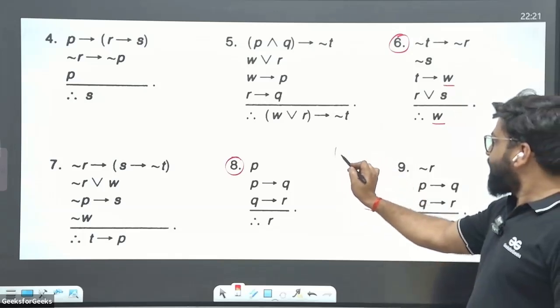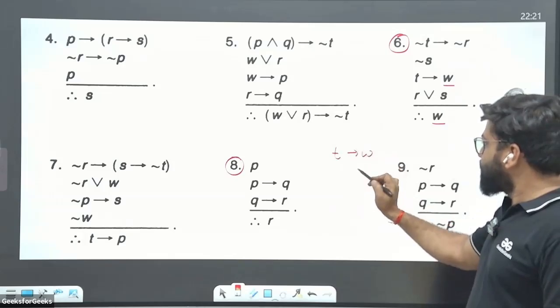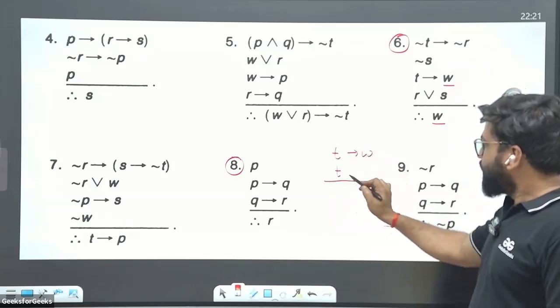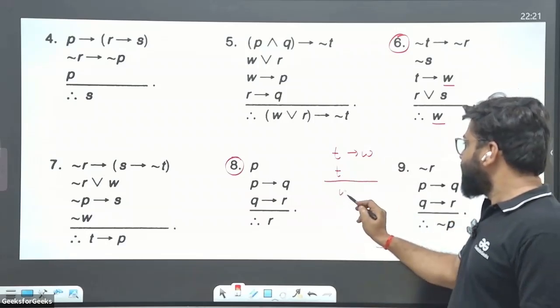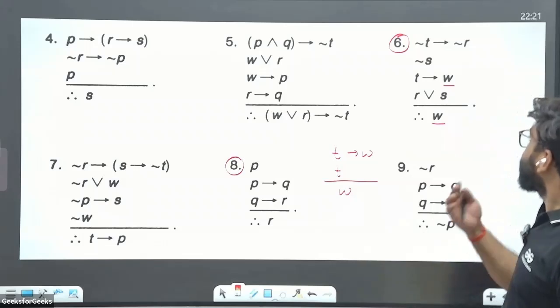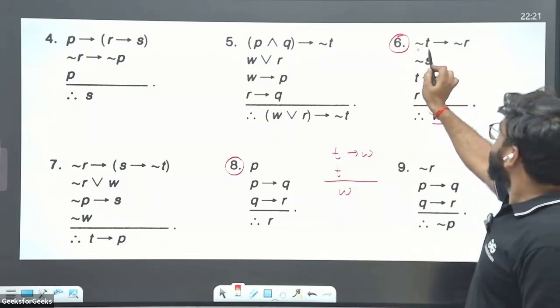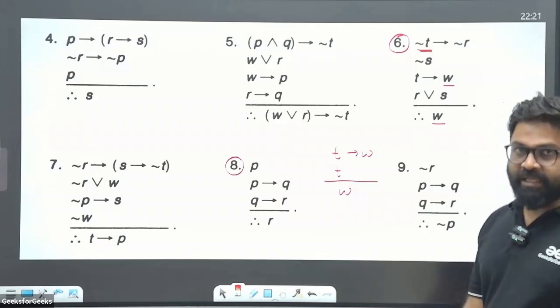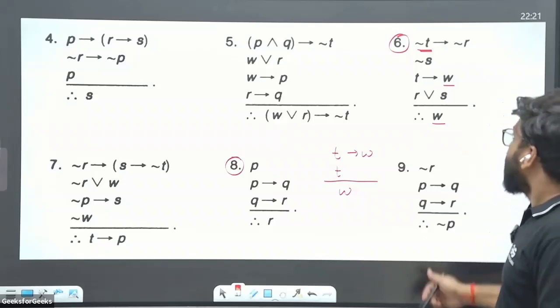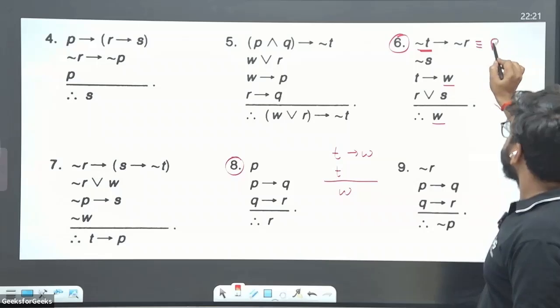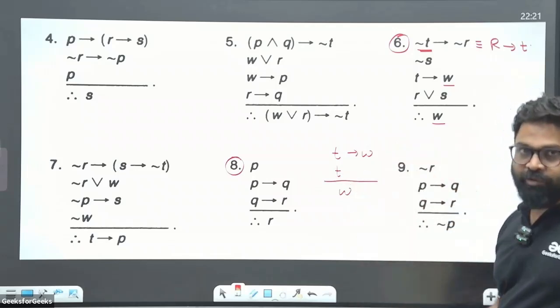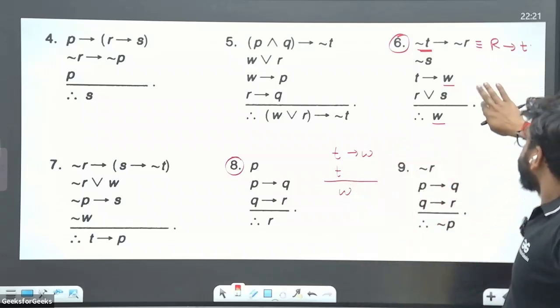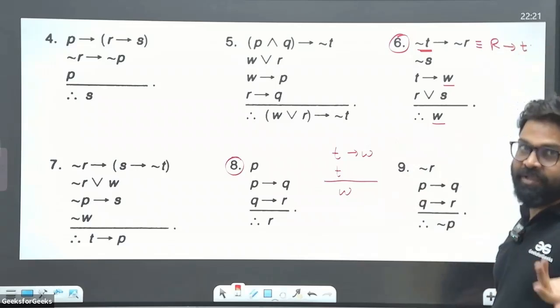So if I want to make W free, I need T. If I can get T, then T and T on the left side match, and I will get the right side, W will be free. But where is T? T is given here, but not in the form of T; it has been given in the form of negation of T. I can use a contrapositive, I can get R implies T. That means, where is T? I need T. If you need T, then T has been given on the left side or right side? T has been given on the right side. That means you need R.